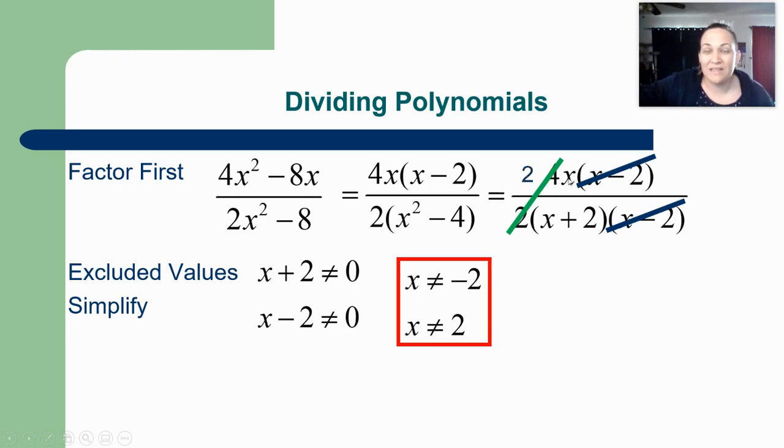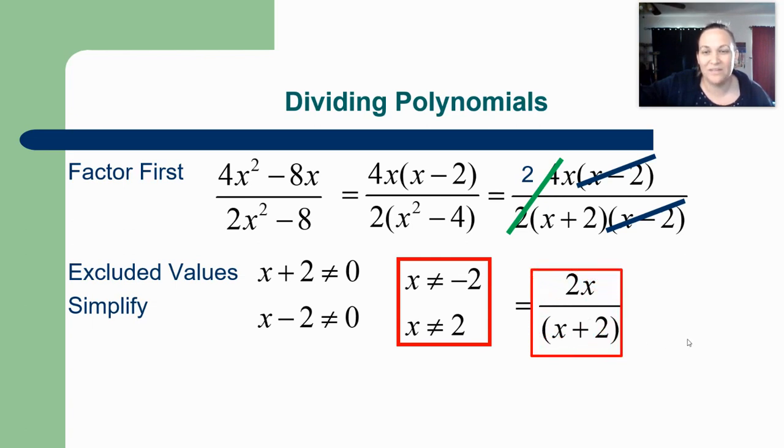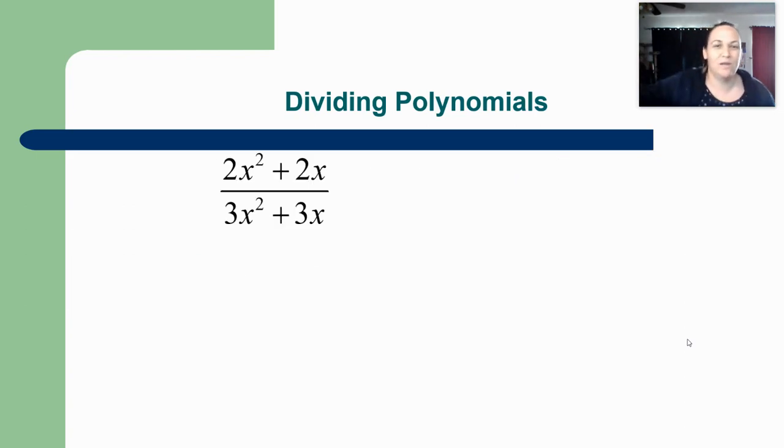Same thing here. I can't simplify an outside x with an inside x. So those cannot cancel. So this parentheses with the x plus 2, that has to stay an x plus 2. And since there are no other parentheses with x plus 2, it cannot cancel anymore. And this would be my final answer. Okay, so excluded values and a simplified fraction. Let's try one more just to make sure that we fully understand.